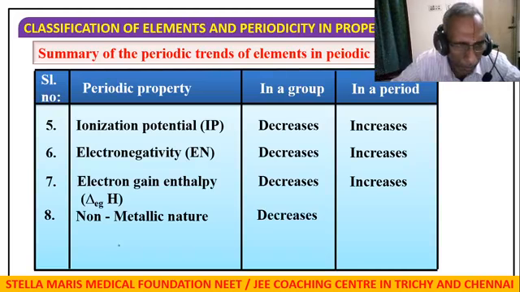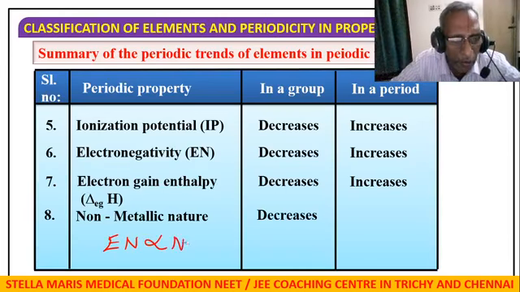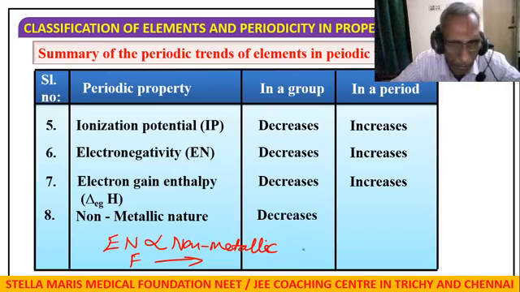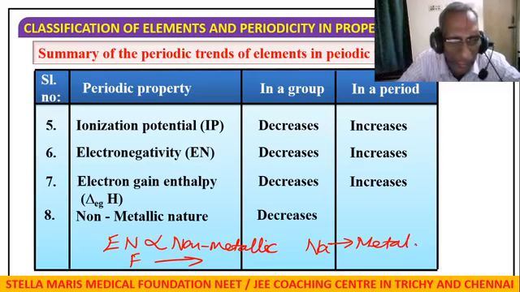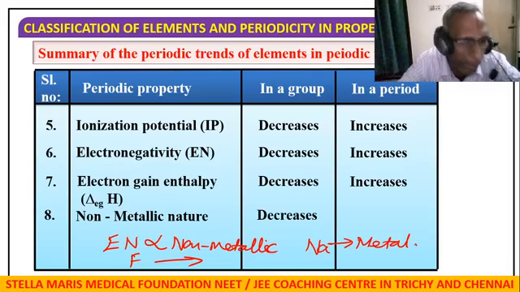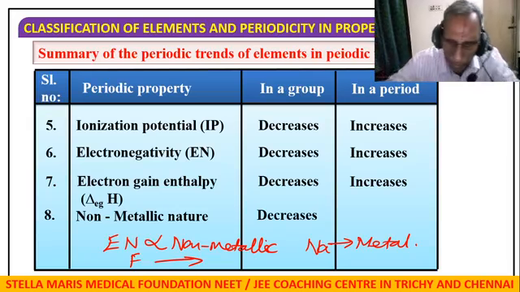So make a note, electronegativity increases means non-metallic nature increases. Fluorine is most electronegative. Fluorine is a non-metal. Sodium is most electropositive. Sodium is a metal. So electronegativity increases means non-metallic character increases. With this, let us wind up.